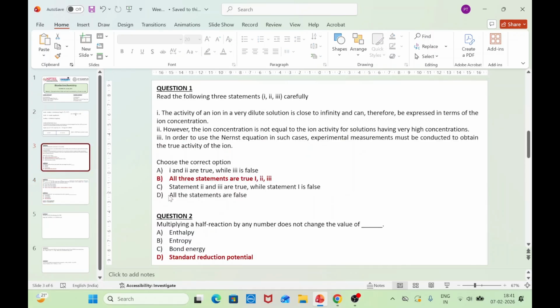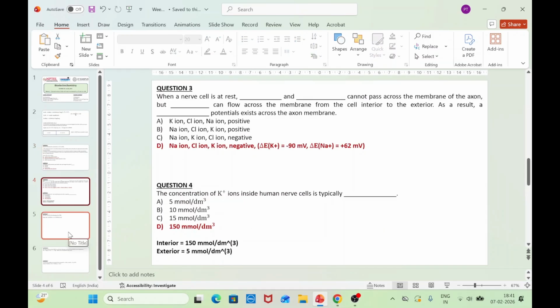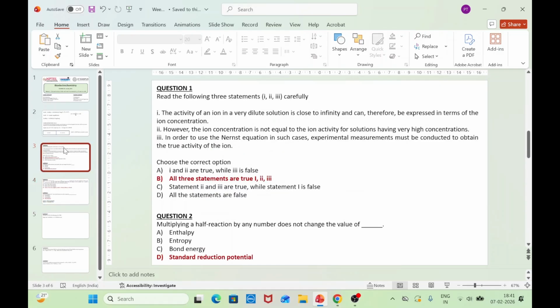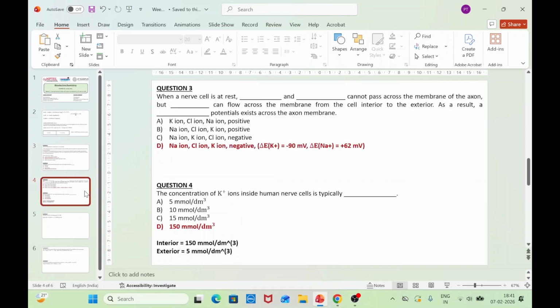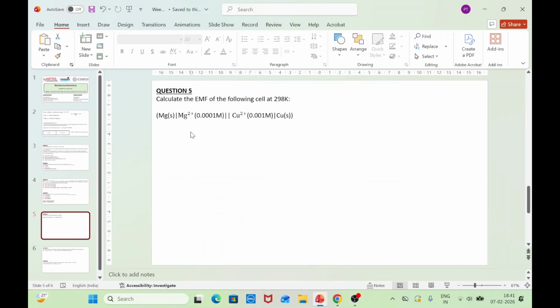So I hope no doubts in these four questions, because next we are going to solve some numerical problems. In case you have any doubts, please let me know before we progress towards the numerical problems. Anything related to question 1, 2, 3 or 4, or anything related to the concepts that we discussed today. Or you can take up question 5.